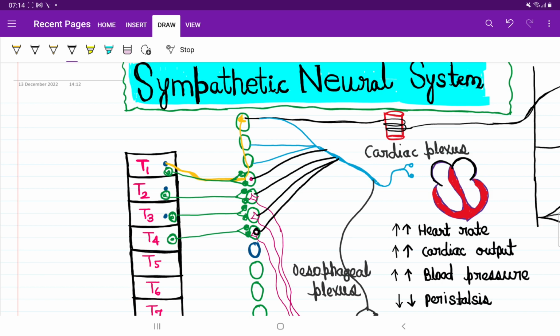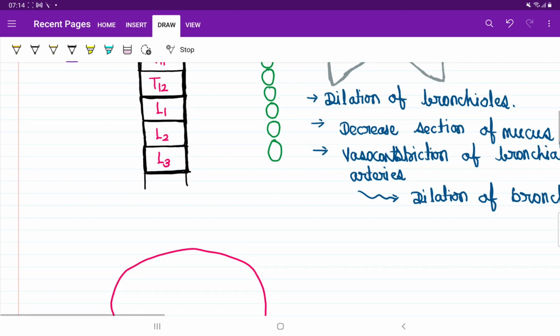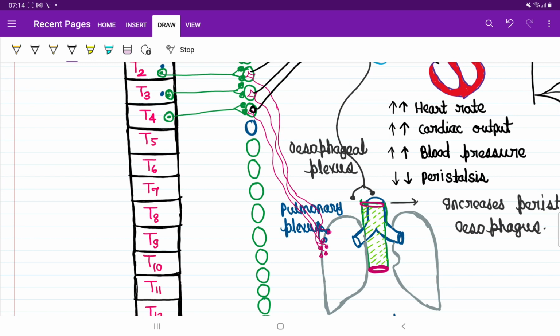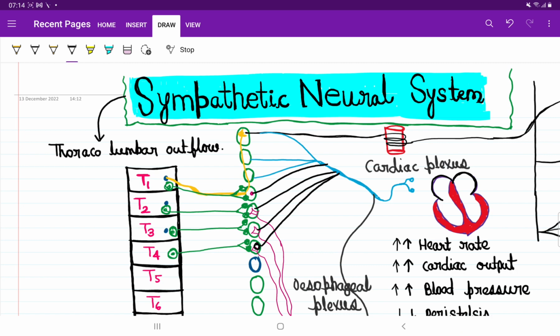This sympathetic neural system we have already discussed in one video. It is also called thoracolumbar outflow. Why are we calling it thoracolumbar outflow? Because the sympathetic neural supply includes thoracic spinal nerves and lumbar spinal nerves, from T1 to L3. As thoracic and lumbar spinal nerves form it, we call it thoracolumbar outflow.